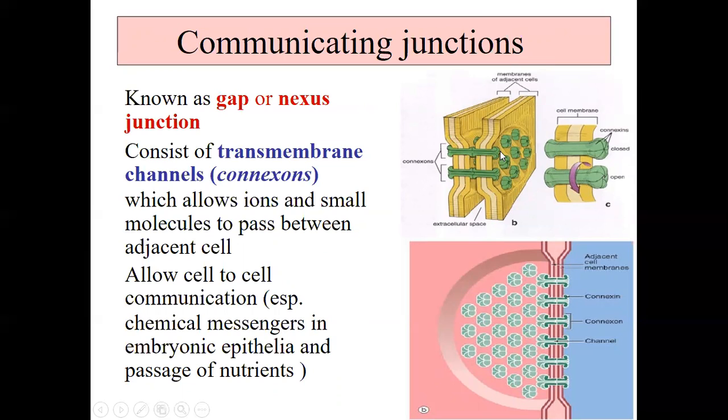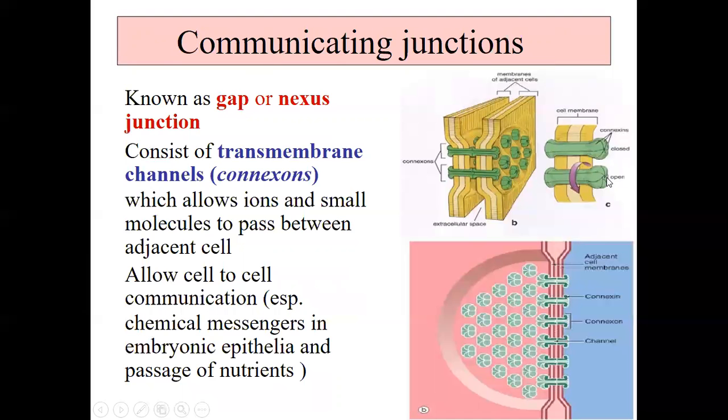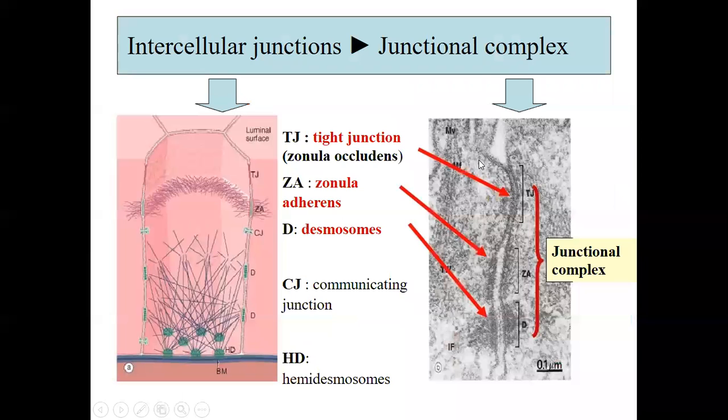So the ion can move from here to here. By having these communicating junctions, it allows cell-to-cell communication, especially of chemical messengers in embryonic epithelia, and also passage of nutrients. You can see here, this is the connexon, and inside there we have the channel. So it can close, it can open.